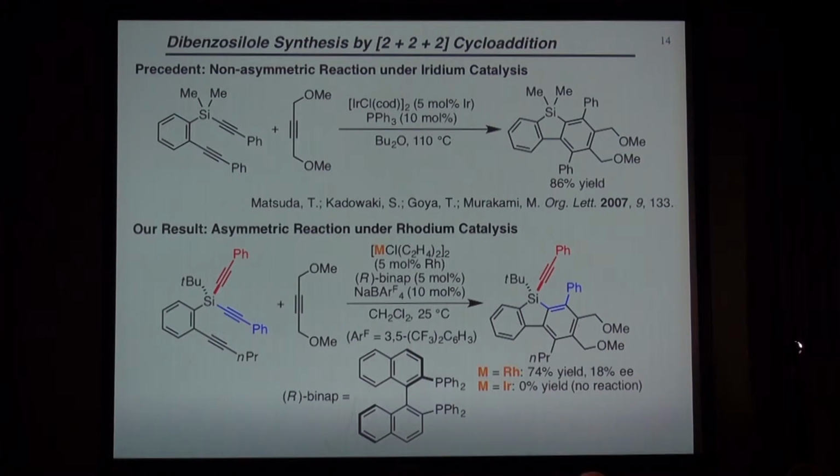the rhodium cationic complex was much more reactive in this catalysis. So when we use rhodium as the central metal in combination with our BINAP as the chiral ligand, we could observe the 74% yield of the desired silicon-stereogenic product. But the enantioselectivity in this case was only 18%. And as a control experiment, just by switching rhodium to iridium in this case, we observed no formation of the desired compound at 25 degrees, indicating that cationic rhodium catalyst is much more active in this particular case.